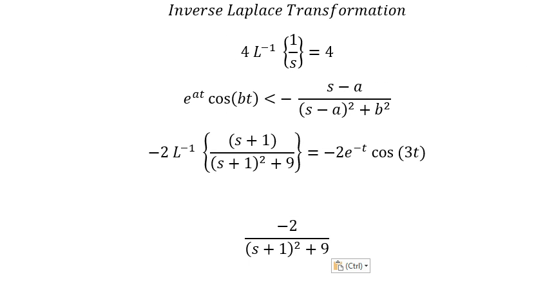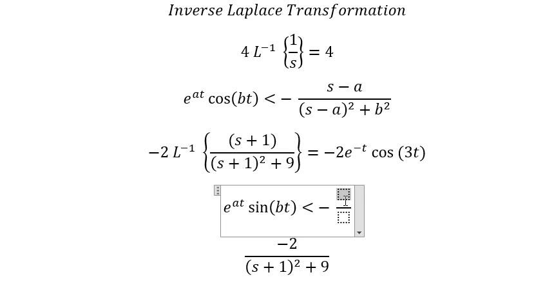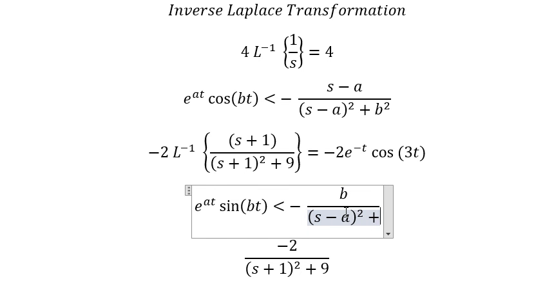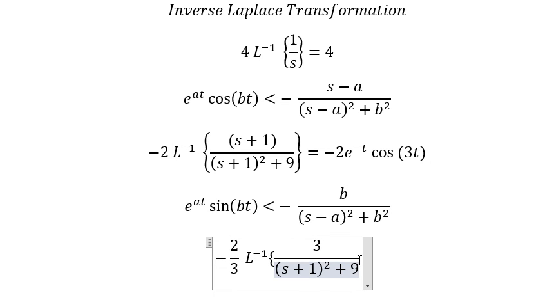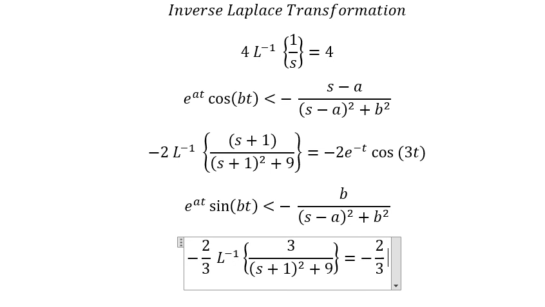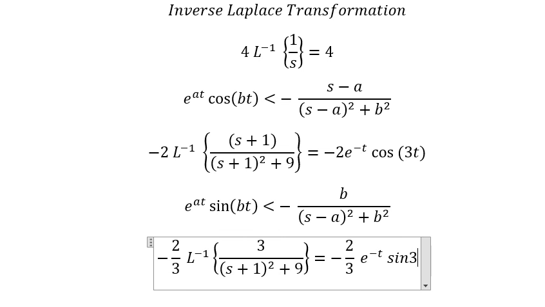Now we do that for this one in here. So the formula should be e to the power of at sine bt, and we do the inverse Laplace transformation in here. That should be b over s minus a square plus b square. So this one we don't have number 3 because b squared is 3 square in here. To do this one, we can put it like this. And now we put the inverse Laplace in here. So this one we will have e to the power of negative t, and we have sine 3t.